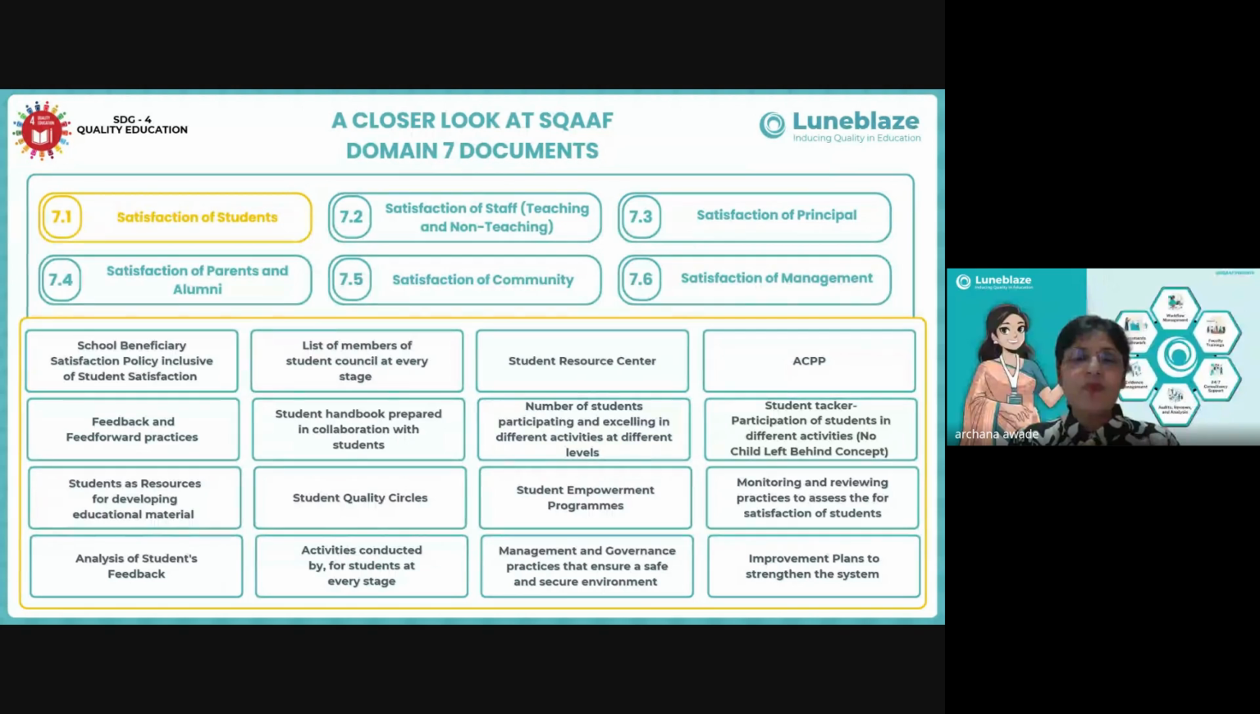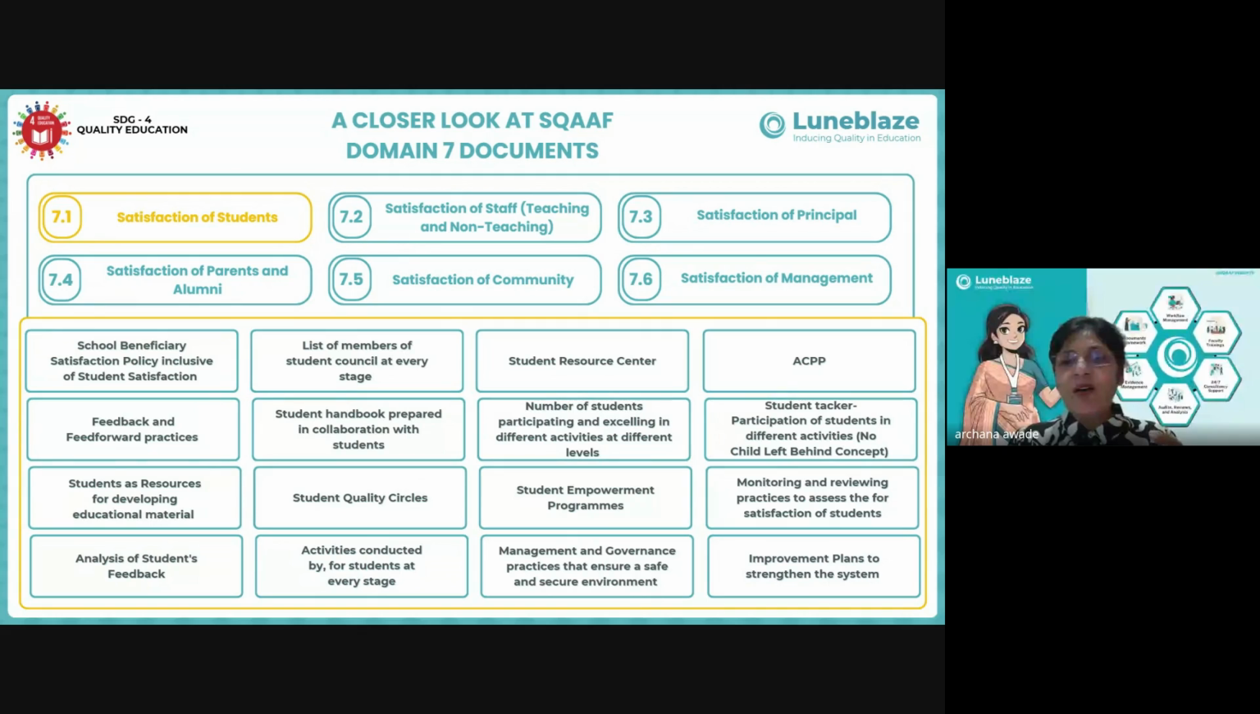As we have discussed from the beginning of the session, we are talking about the satisfaction of the stakeholder. So it directly connects to SDG 4, that is quality education, focusing on how happy and engaged all key stakeholder groups are with the school practices. Domain 7, as we have seen, looks into the 6 key groups, that is students, staff, principal, parents, alumni, community, as well as the management.